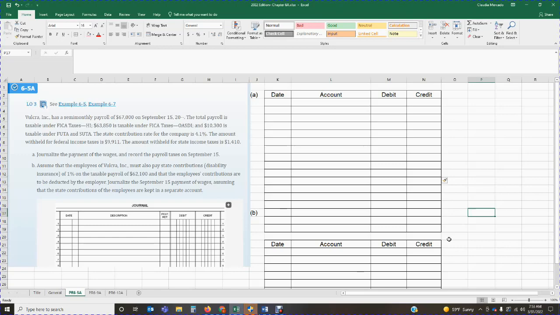The state contribution rate for the company is 4.1%. The amount withheld for federal income taxes is $9,911, and the amount withheld for state income taxes is $1,410.